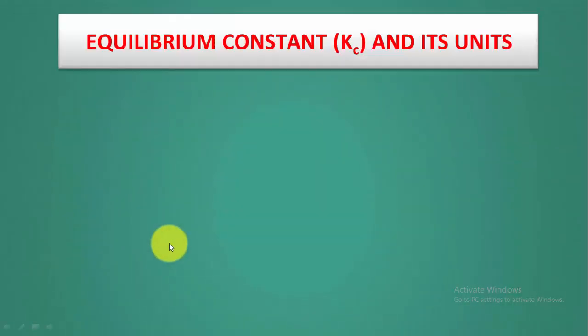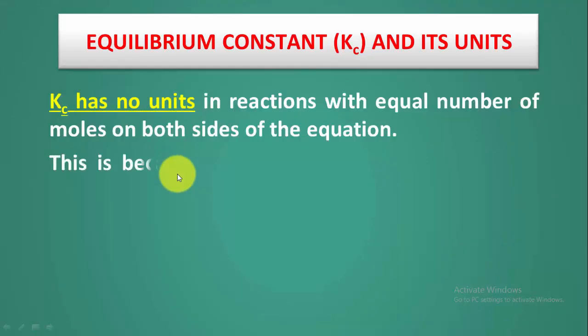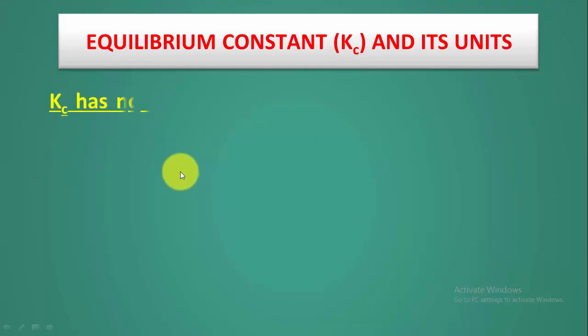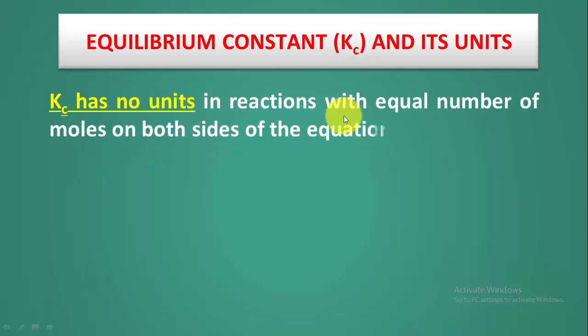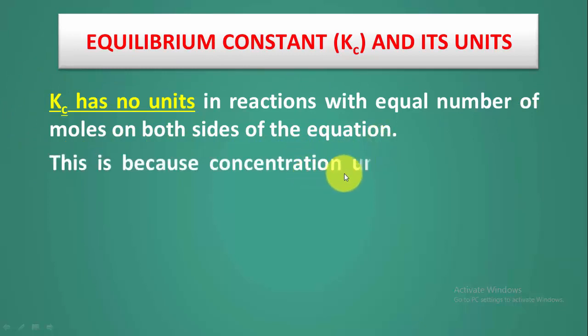There are many scenarios where Kc may have units or may not have units. So in the first case, Kc has no units. Kc has no units in reactions with an equal number of moles on both sides of the equation. This is because the concentration units cancel out in the expression for Kc.